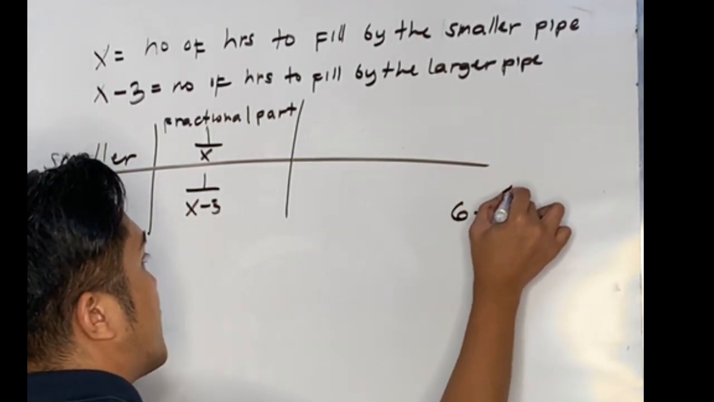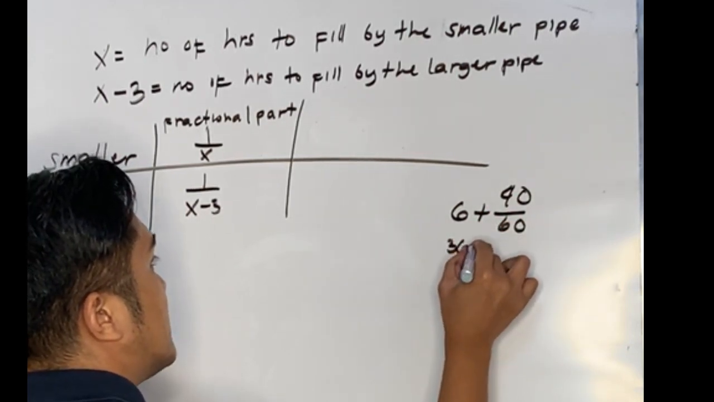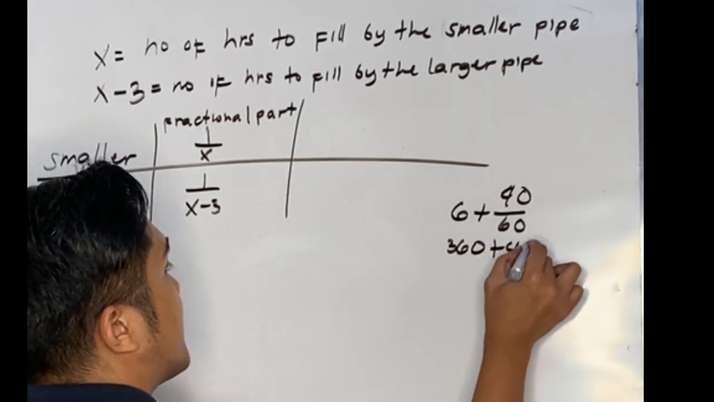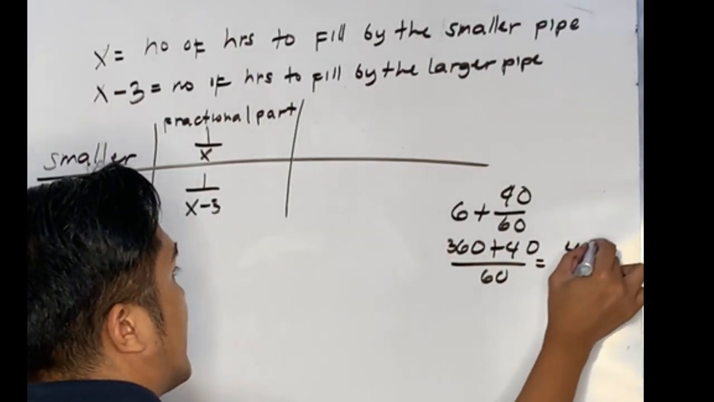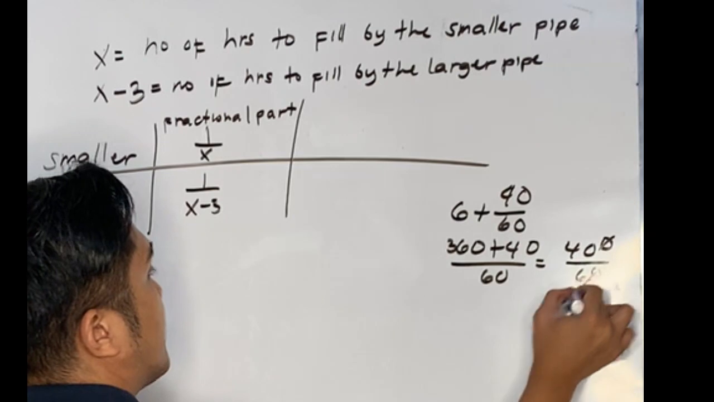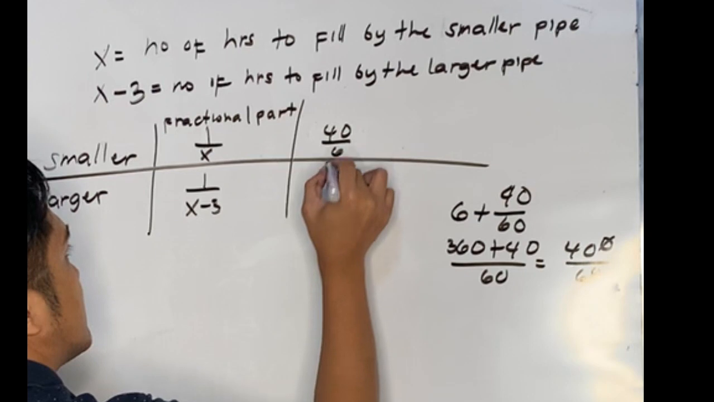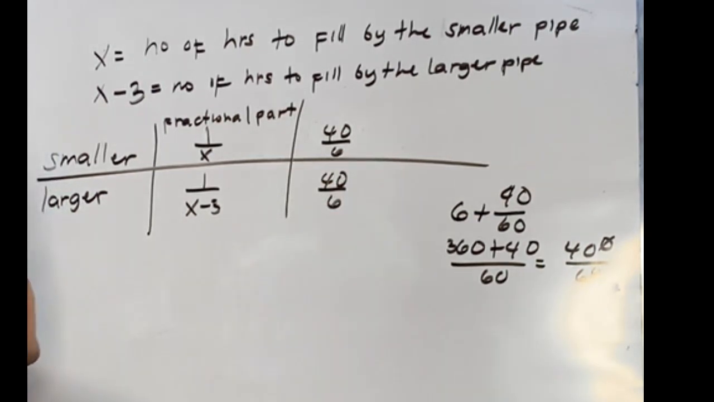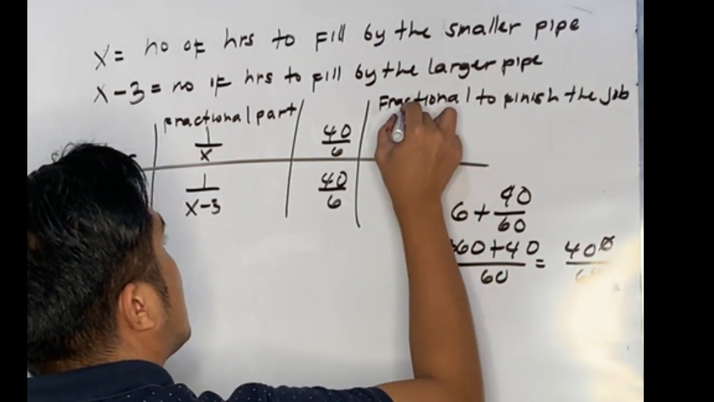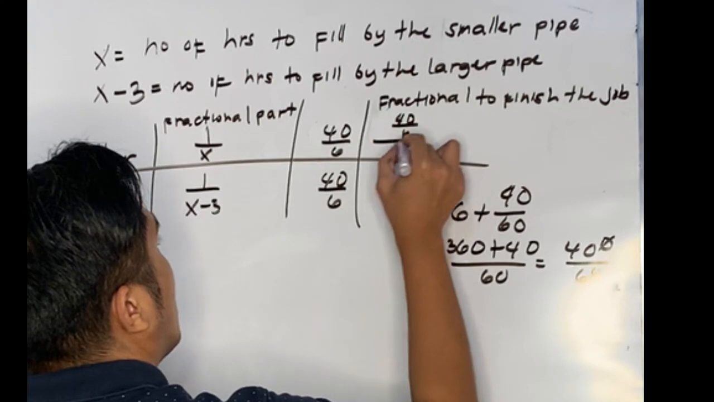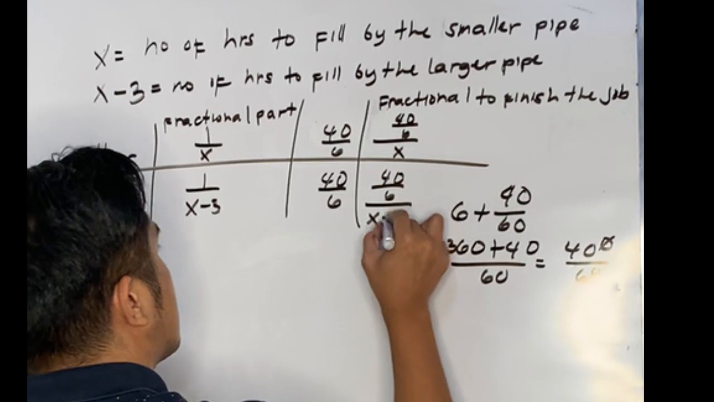6 plus 40 over 60, that is 360 plus 40 over 60, you will have 400 over 60 or 40 over 6 as our time spent, 40 over 6. And our fractional part to complete a job will be 40 over 6 all over x, and 40 over 6 all over x minus 3.